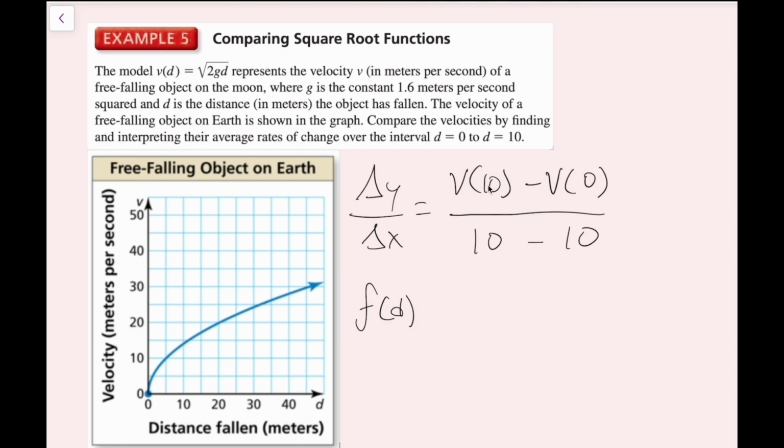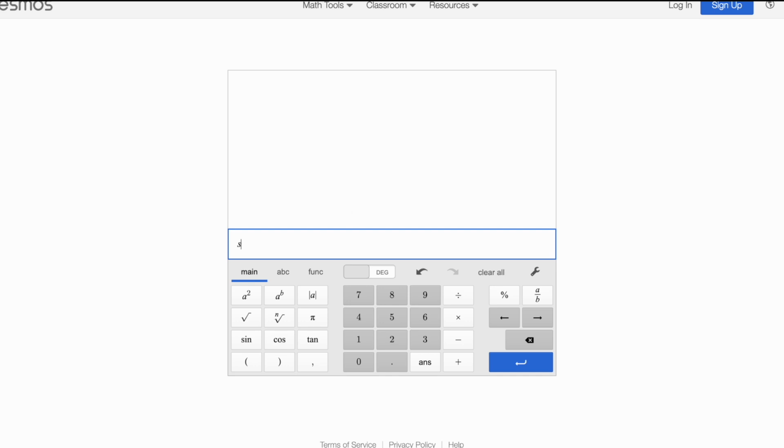Anyway, if I look at v of 10 minus v of 0, I can plug this into my scientific calculator to help me make the calculation. So my function is the square root of 2gd. And remember, this is the model for the moon. We know that the constant g is 1.6. So times 1.6. And then d is our input. Well, d, we're going to have be 10 at first. So I'll multiply this by 10.